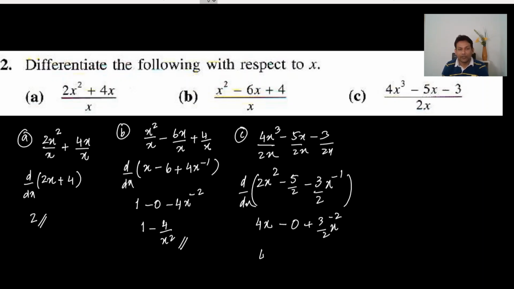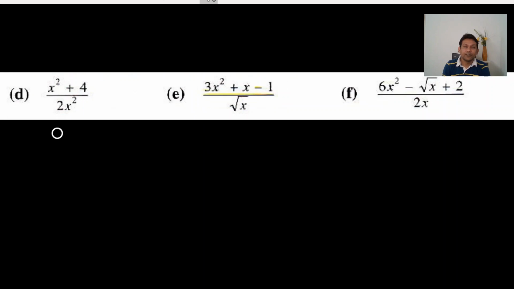If you want to give your answer by moving the power to the denominator, you can. This is the right answer. Like the same question, part D, where we write x squared divided by 2x squared plus 4 upon 2x squared. Please don't move this 2.